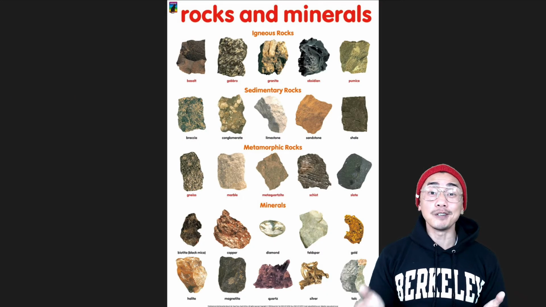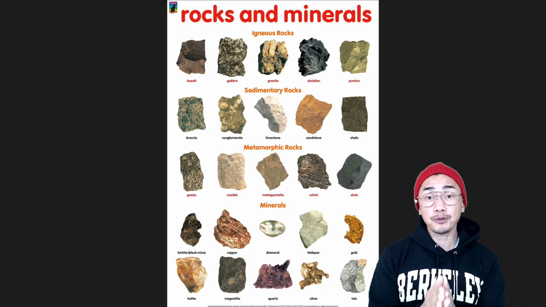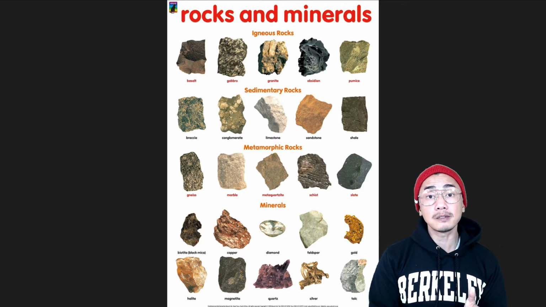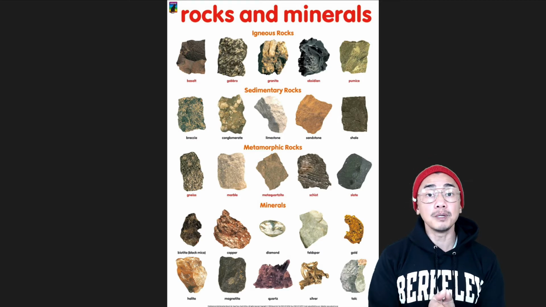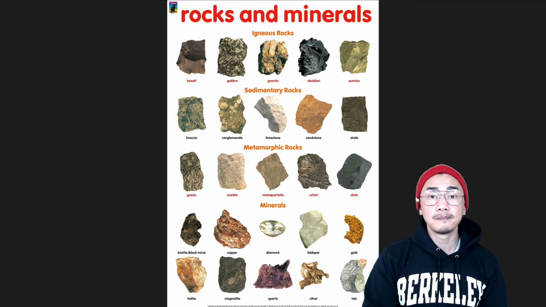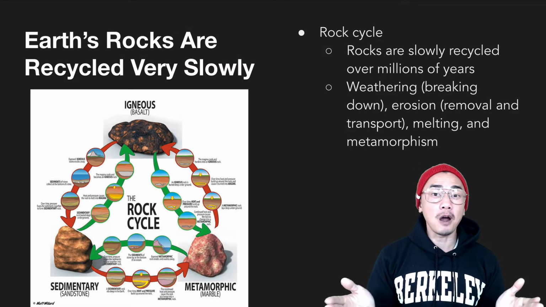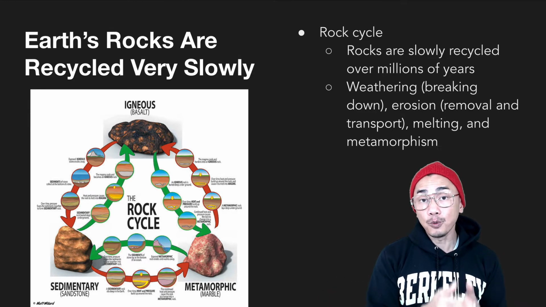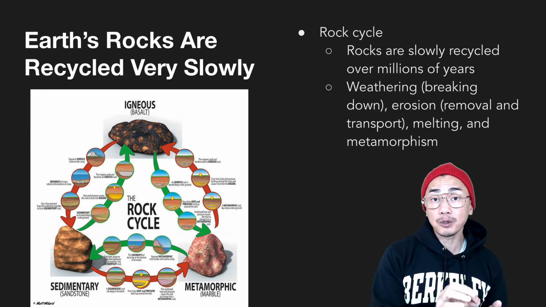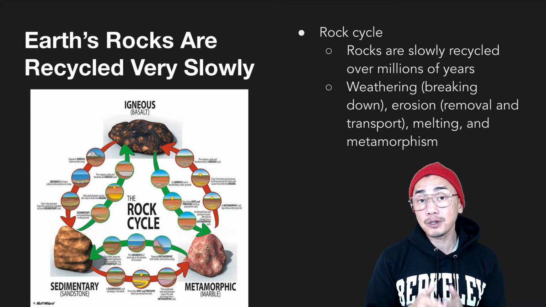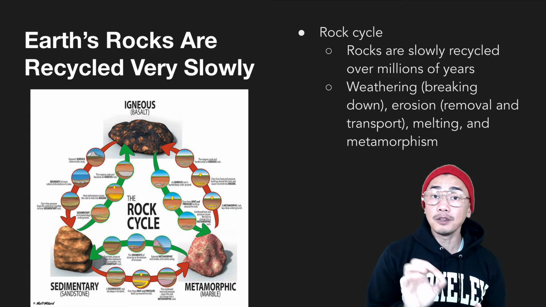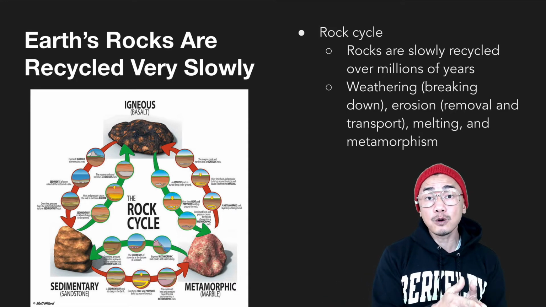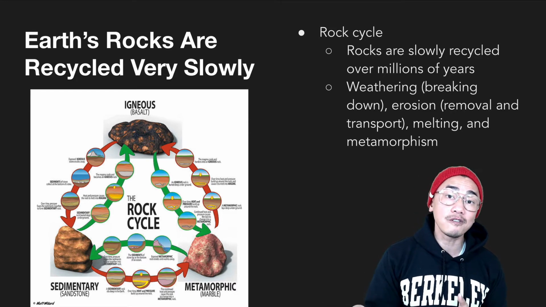This image gives several examples of the three different types of rock: igneous, metamorphic, and sedimentary, and the minerals that comprise them. The Earth's rocks are actually recycled very slowly. The way in which rocks are recycled over millions of years is called the rock cycle. And the rock cycle includes processes like weathering, erosion, melting, and metamorphism.